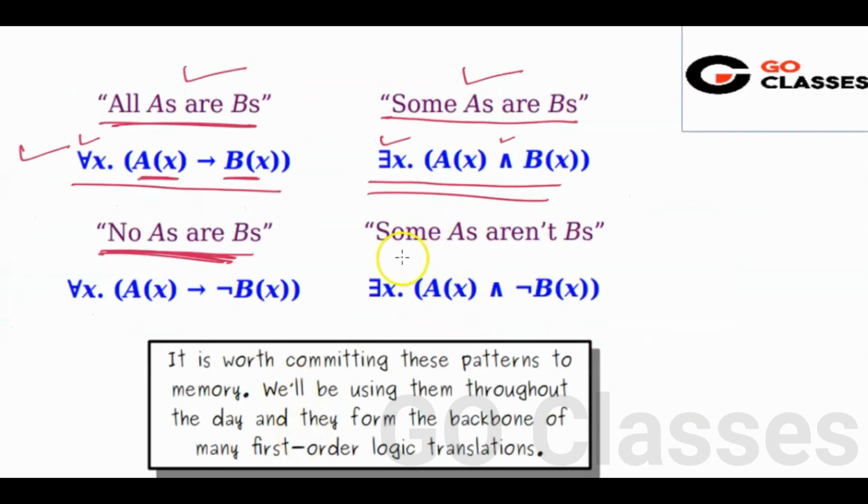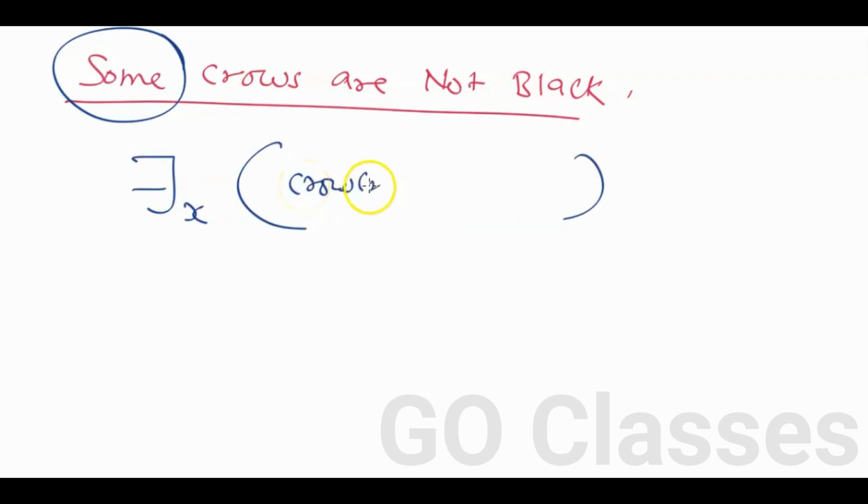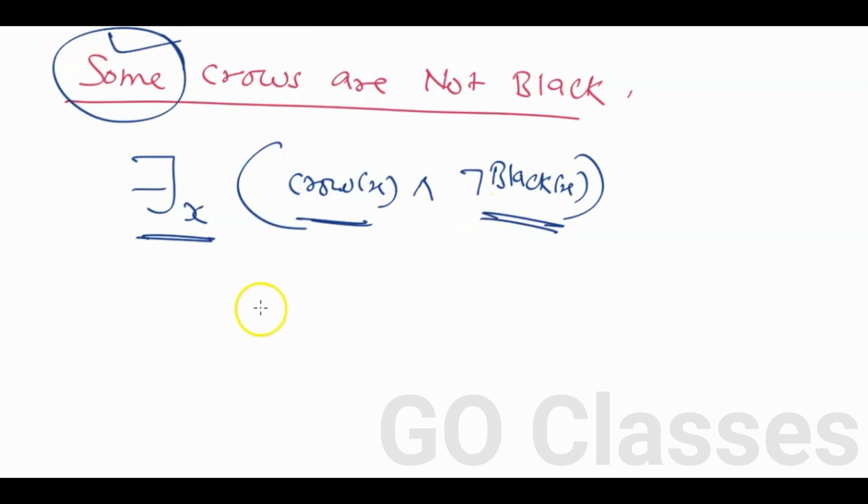Let's see the next important template, that is some A's are not B. What is some A's are not B? Like some crows are not black. So how can we write it? Some crows are not black means there exists a crow which is not black. There exists an element which is crow and which is not black. So very simple.